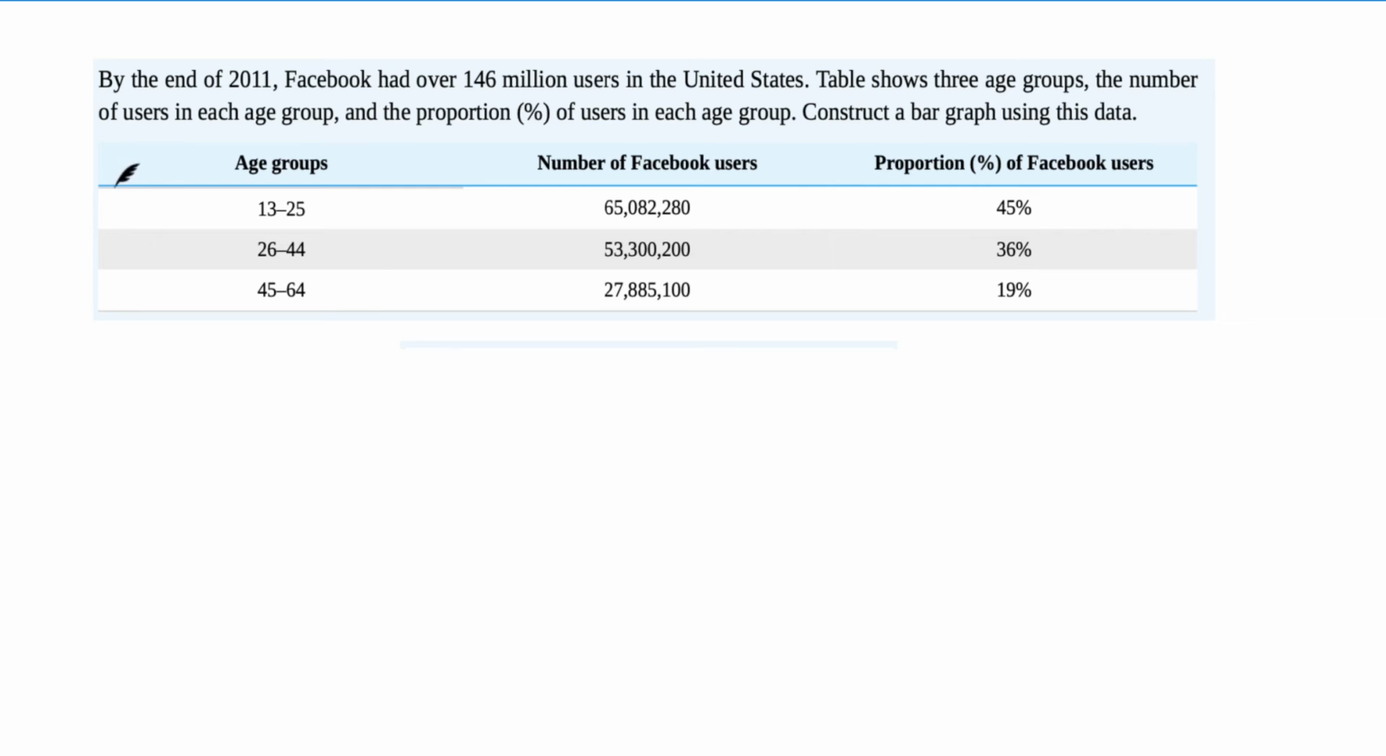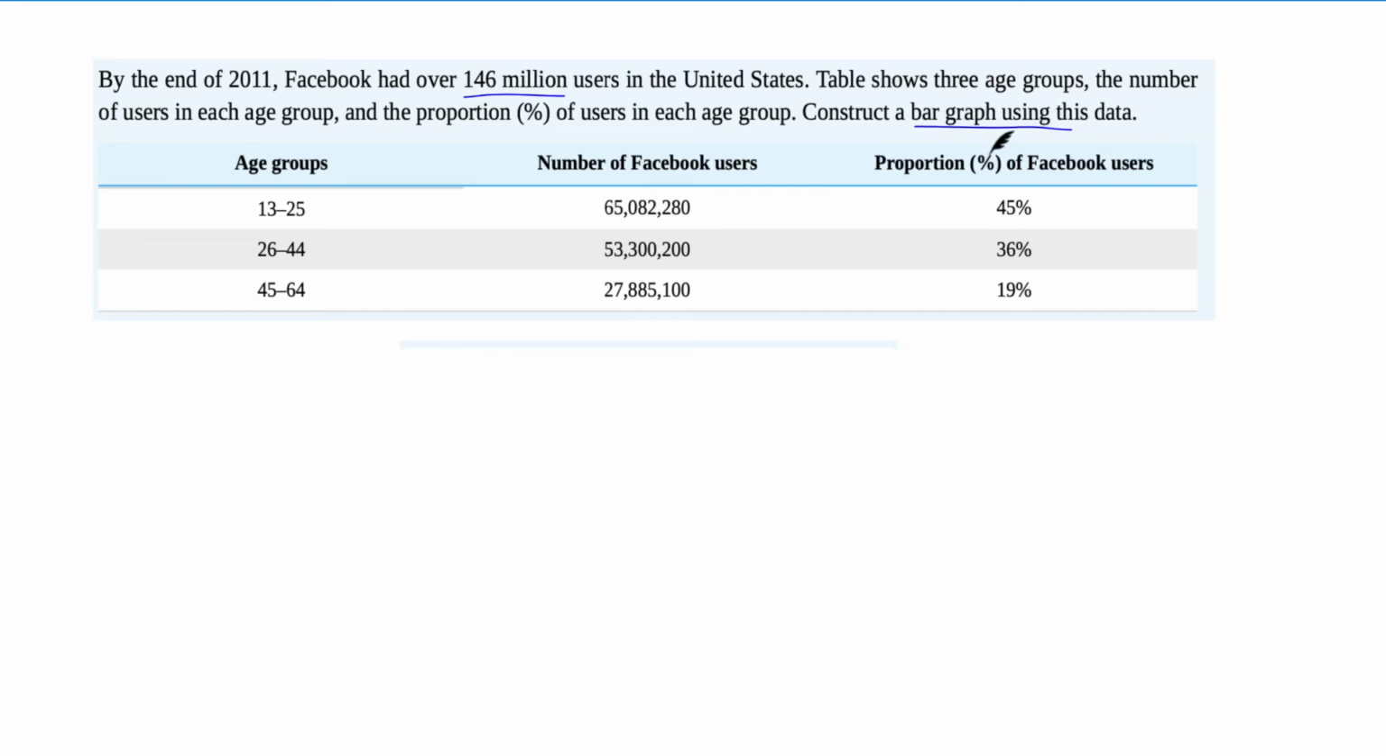Let's evaluate this question. By the end of 2011, Facebook had over 146 million users in the United States. That's huge. The table shows 3 age groups, the number of users in each age group and the percentage of users in each age group. Construct a bar graph using this data.